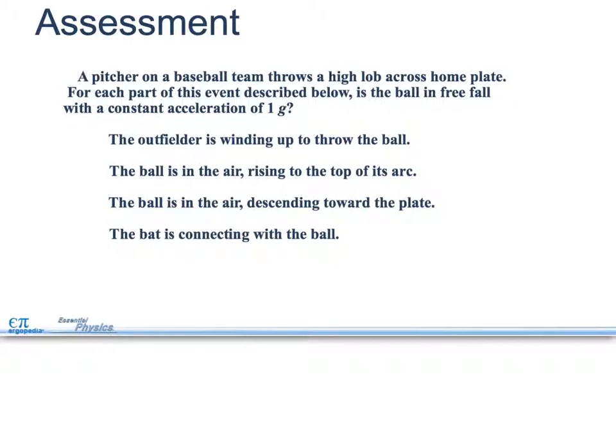Alright, now our assessment questions. A pitcher on a baseball team throws a high lob across home plate. For each part of this event described below, is the ball in free fall with a constant acceleration of 1 gravity? Look at these and let me know.